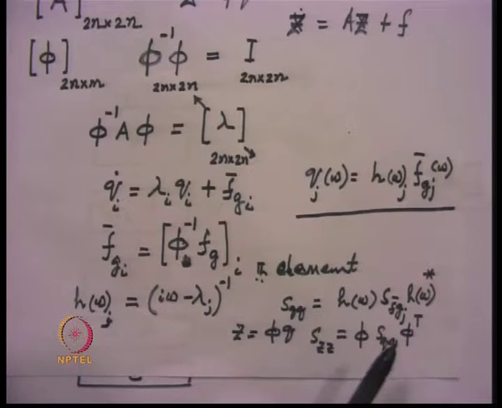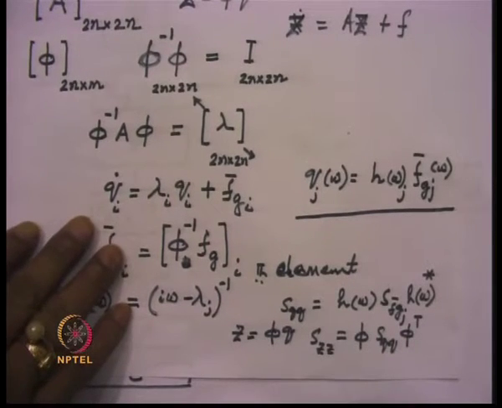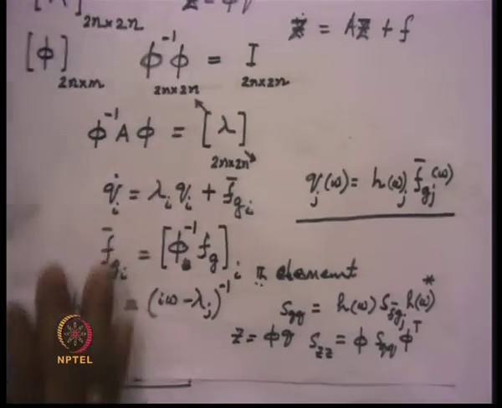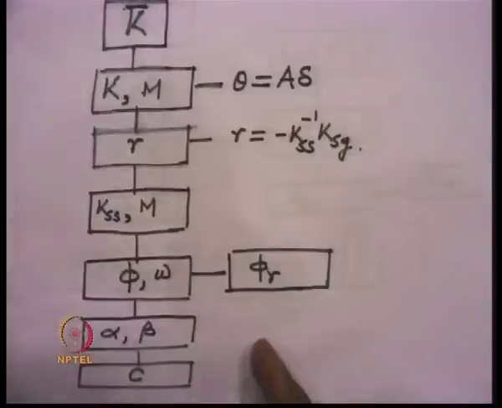Once we know the S_QQ matrix, then one can obtain the S_ZZ matrix by simply pre and post multiplying S_QQ by the mode shapes and the transpose of the mode shapes. So, that is how one can also obtain a modal spectral analysis using the state space formulation.